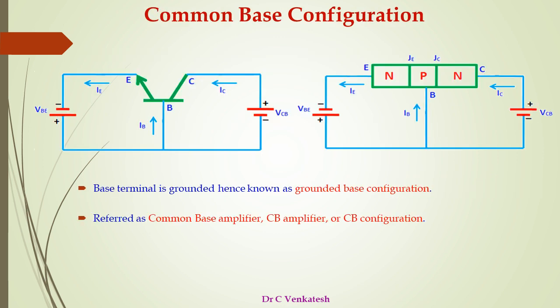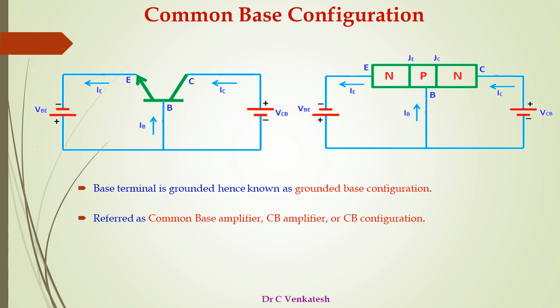Common base configuration. In common base configuration, emitter is the input terminal, collector is the output terminal, and the base terminal is connected as a common terminal for both input and output. That means the emitter terminal and common base terminal are known as input terminals, whereas the collector terminal and common base terminal are known as output terminals.